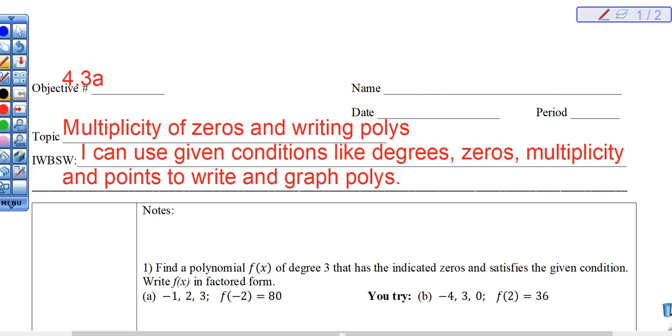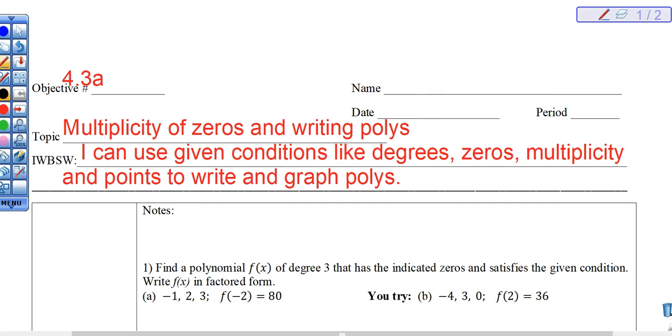Okay, so today's topic, multiplicity of zeros and writing polynomials. And we practiced a little bit writing polynomials already. We practiced finding a. Okay, we practiced using zeros and points. So we're going to continue that practice hopefully today, you're a little more efficient. Our objective, you can use given conditions like degrees, zeros, multiplicity, and points to write and graph polynomials.